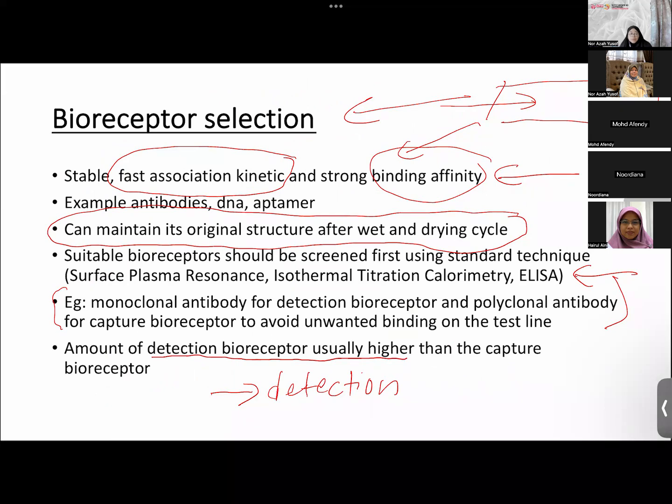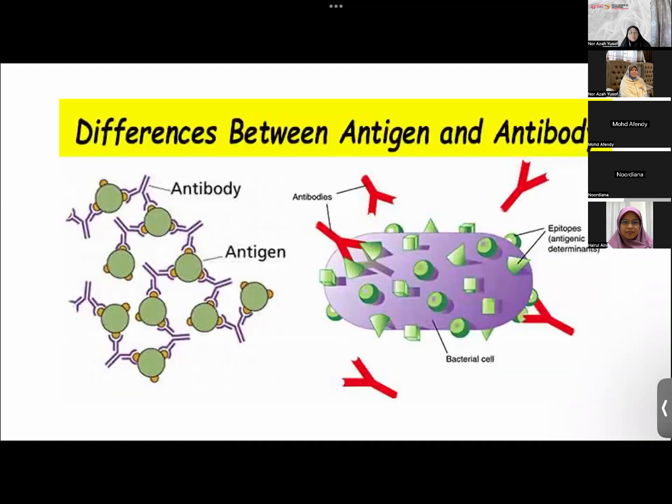So here is a good tip: monoclonal antibody for detection and polyclonal antibody for capture, to avoid unwanted binding, meaning non-specific adsorption on the test line.